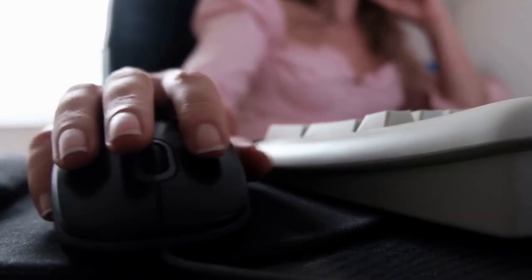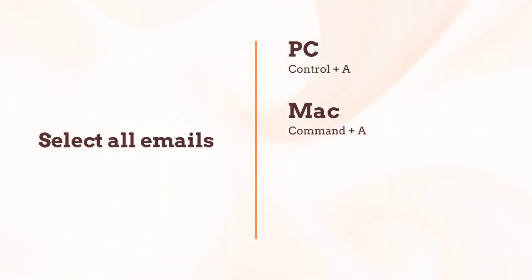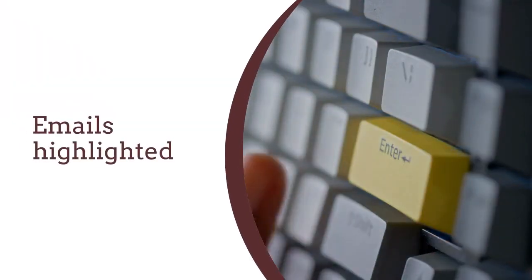Once the list appears, you need to select all of them at once. On a PC, press Ctrl and A on your keyboard. If you are on a Mac, press Command and A. You will see all the emails highlighted in blue.